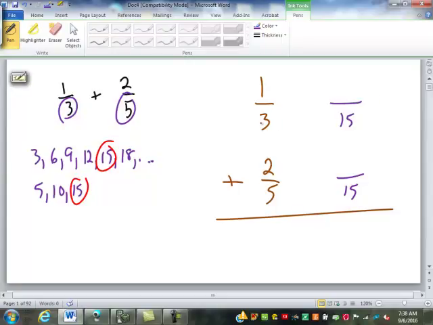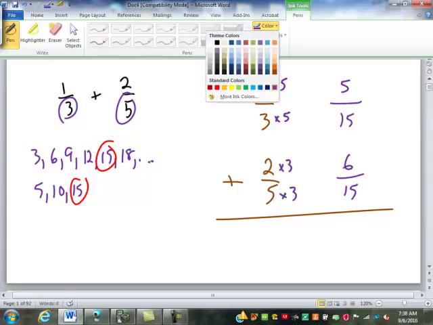So back here, we're changing 1/3 into 15ths. What did we multiply 3 by to turn it into 15? 5. So what do we have to do to the 1? Times 5. So 1 times 5 is 5. What do we have to do to the 5 to turn it into a 15? Times 3. So what do you do to the 2? Times 3. So that becomes a 6.